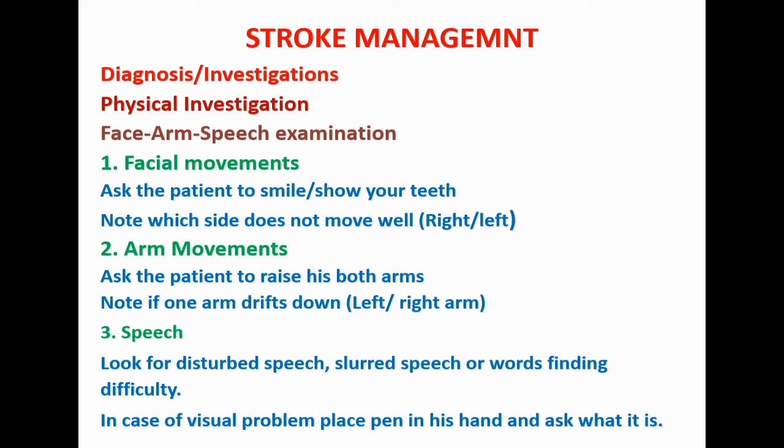If the person has disturbed speech, slurred speech, or is finding difficulty in words, we can decide that the person is suffering from a stroke on the left side of the brain. In case of vision problem, we can place a pen in his hand and ask the patient what it is.